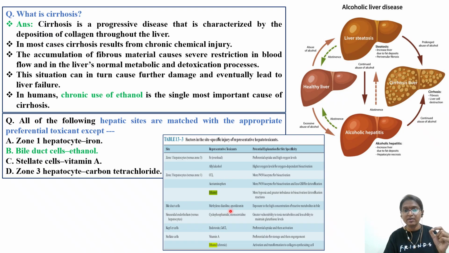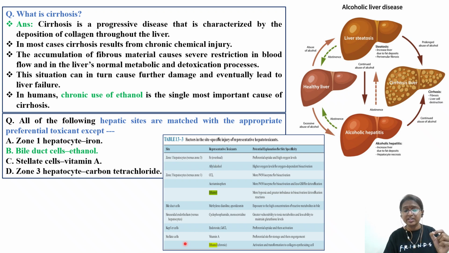For bile duct cells you have another example here. You can pause the video and see the example. But alcohol is going to affect zone 3 as well as stellate cells. So we'll see what other options we get. Zone 1 hepatocyte, iron is going to affect here; you can see in zone 1 we have iron, and we have stellate cells.